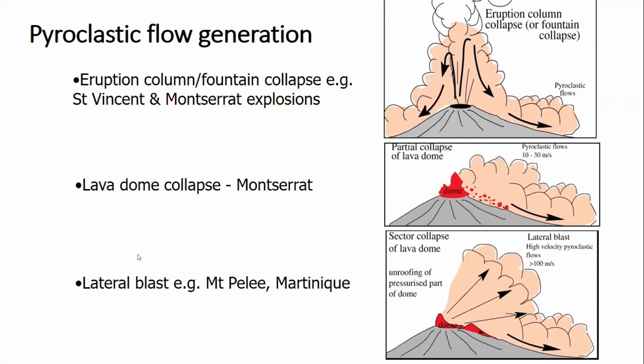And then finally, the mechanism that we saw at Montpellier, Martinique, which was a lateral blast, where we have effectively a sideways explosion. And the difference between lava dome collapse and lateral blast is that the pyroclastic flows generated by lateral blasts are much, much faster, and consequently much more destructive.